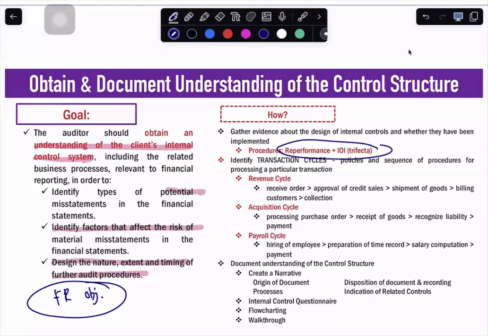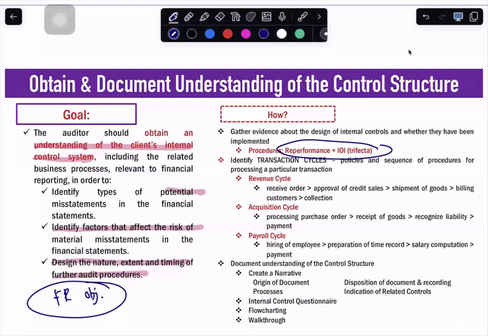Now, how do we test the controls? We test the controls per transaction cycles. So we look at the different policies or procedures per transaction cycle. We have your revenue, acquisition, and we have your payroll. For the revenue cycle, we again look into the whole process, and based on the process, we look into the internal controls in place or what controls should be in place. We test the control and we perform substantive tests in case.